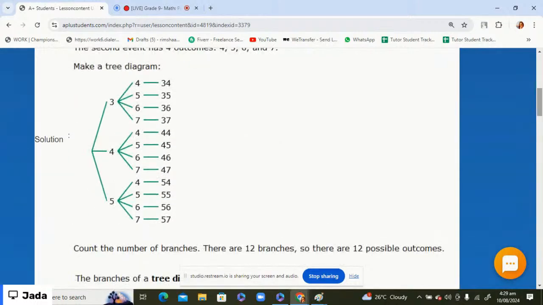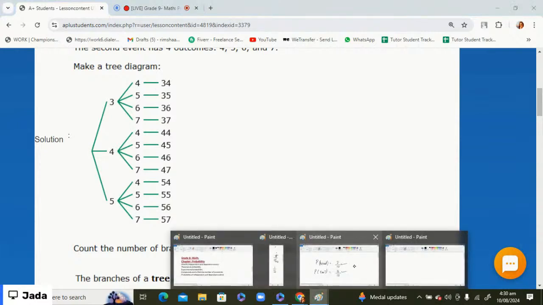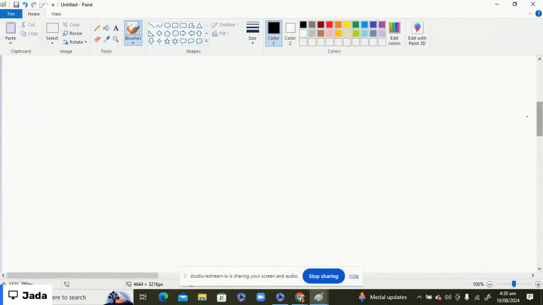For 3, it's 4, 5, 6, 7. For 4, it's 4, 5, 6, 7. For 5, it's 4, 5, 6, 7. First of all, 3 with the 4, 3 with the 5, 3 with the 6, and 3 with the 7. I'm going to draw it here, then you will understand it. So when we draw it, it's this way.